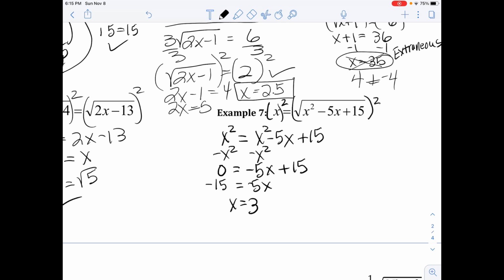X equals 3. And once again, you're going to take x equals 3 and you're going to substitute it back in to make sure that it makes the original equation true. So if I plug it in, it's going to be 3 squared is 9, subtract 15 is a negative 6, plus 15 is 9. Square root of 9 is 3, equals 3, and that checks.